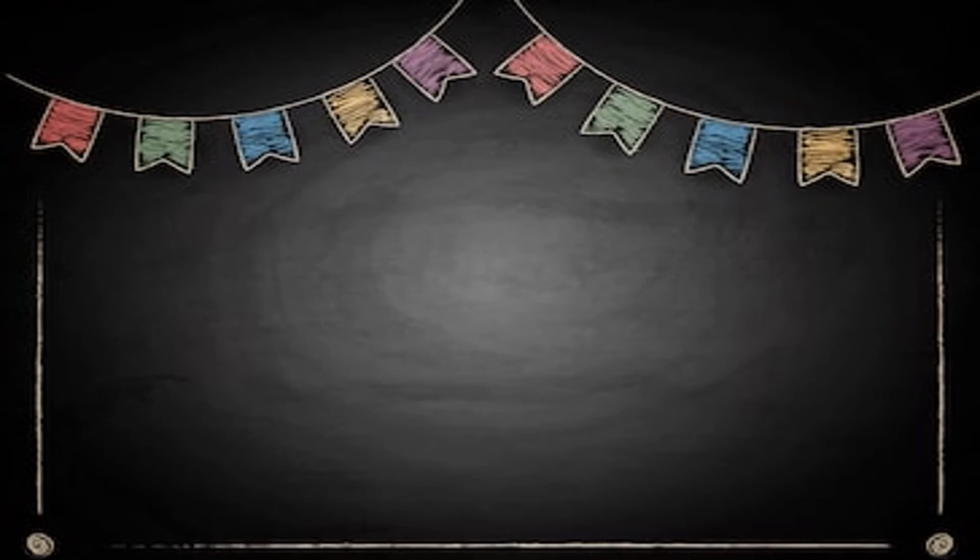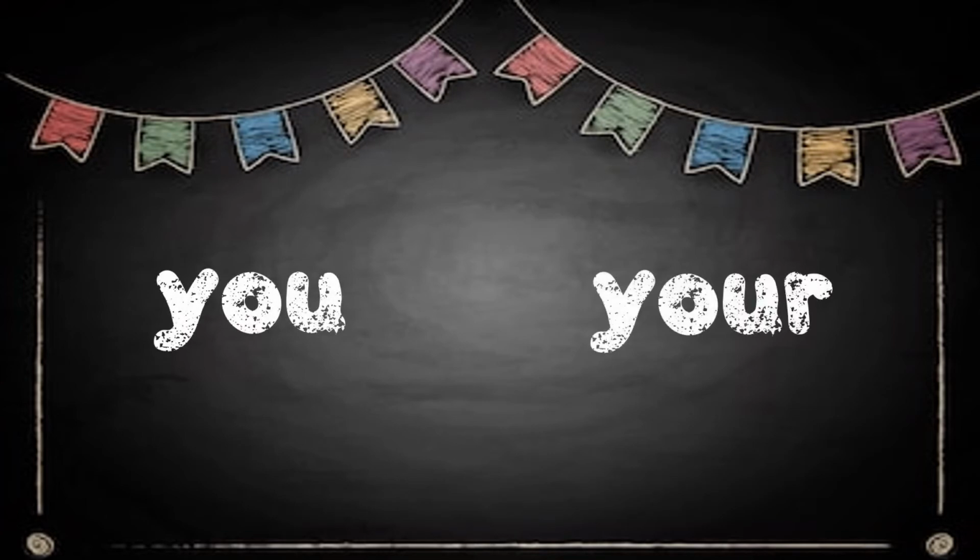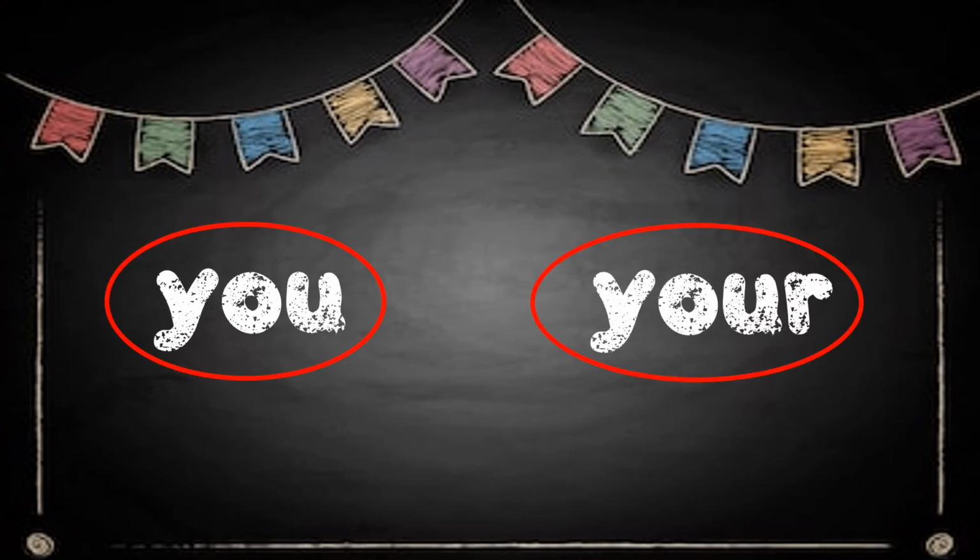We also have some sight words for today. We have the word you and the word your. Remember to circle your sight words when you see them on your worksheet or in a sentence. That way you remember that these are sight words and they need to be memorized. They are not to be sounded out. We're supposed to know them when we see them.